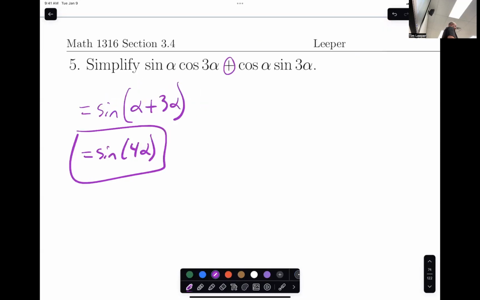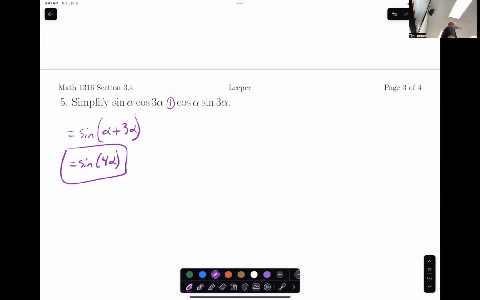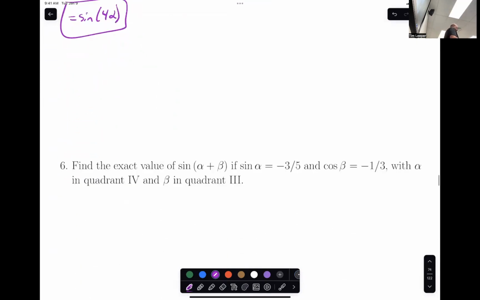Any questions about that? So if it was cosine, you would change the sign. Cosine, the way that I remember is there's an O in the middle, opposite. Sine S, same.